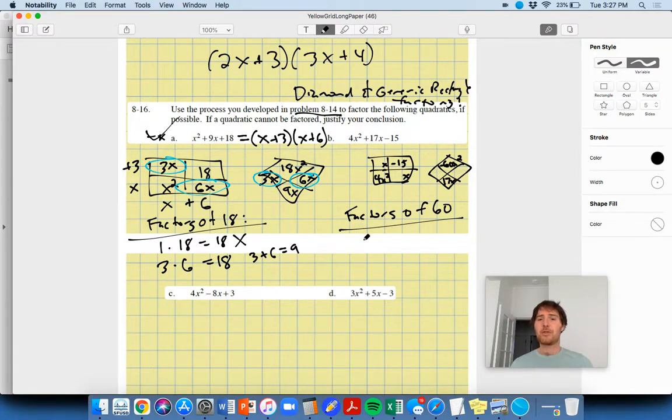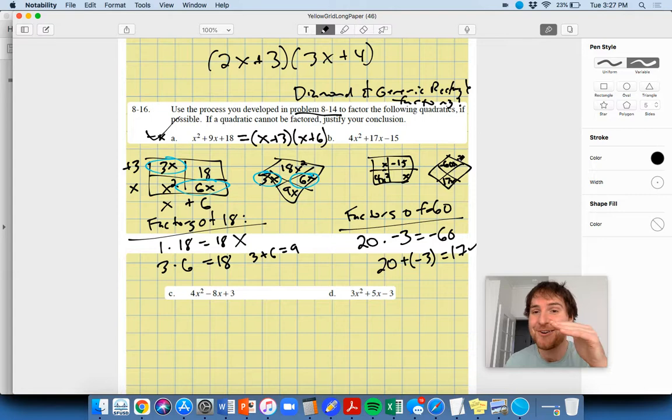Well, 20 times 3 would equal 60, but 20 plus 3 would be 23, not 17. But remember, we have to get to negative 60, okay? You get negative 60 right here. So factors of negative 60 could be 20 times negative 3, right? A negative times a positive is a negative. 3 times 20 is 60, so it multiplies to negative 60. What does it add to, right? 20 plus negative 3 equals 17. So there you have it. That's where we're going to go here.